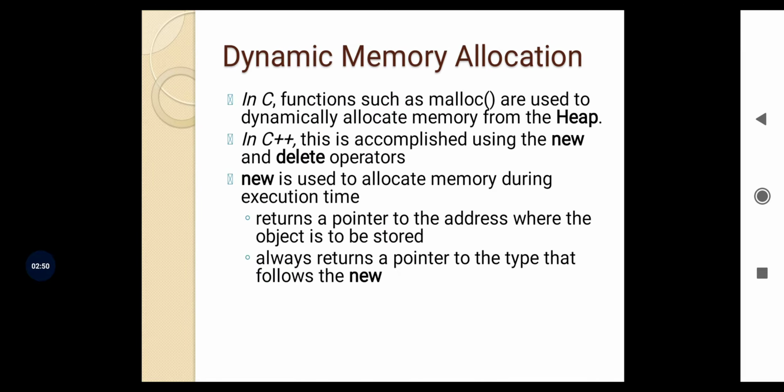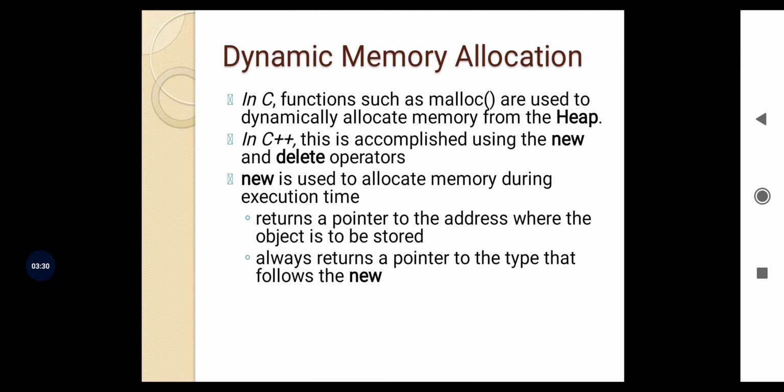Now I'm just going to read this, which I have just discussed in the previous slide. In C, functions such as malloc are used to dynamically allocate memory from the heap. In C++, this is accomplished using the new and delete operators. Now, how does the new operator work? What the new operator does is allocate memory for an object or a variable, and it returns the address of that memory location where the variable has been allocated. Now what we need to do is capture this address in a pointer variable, right?